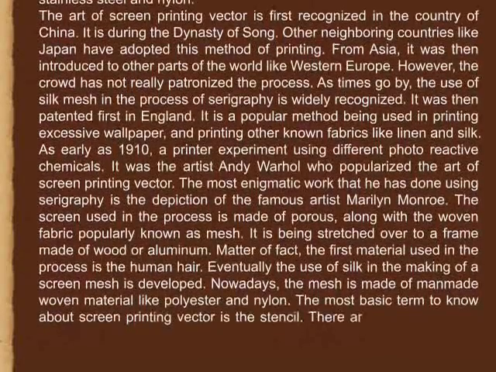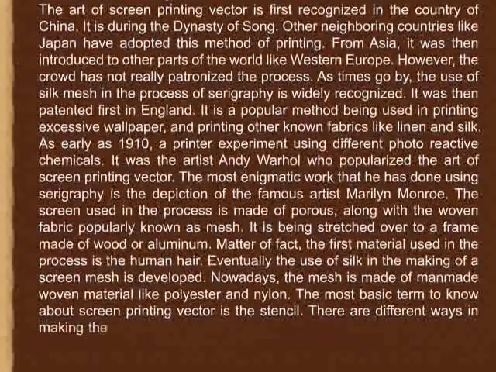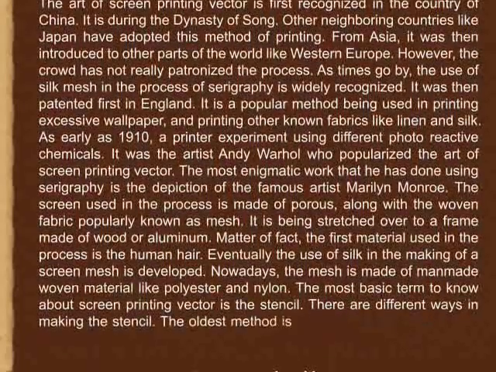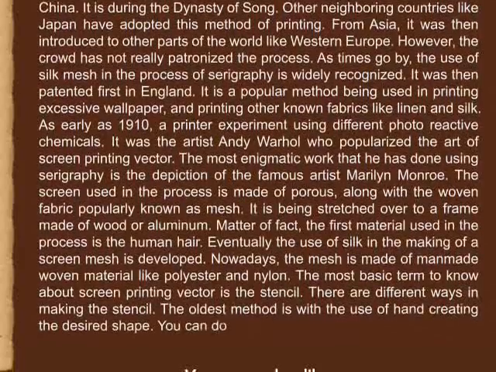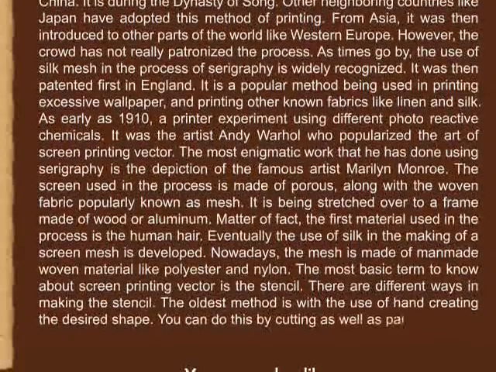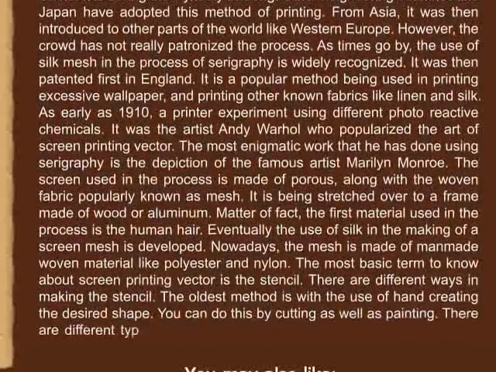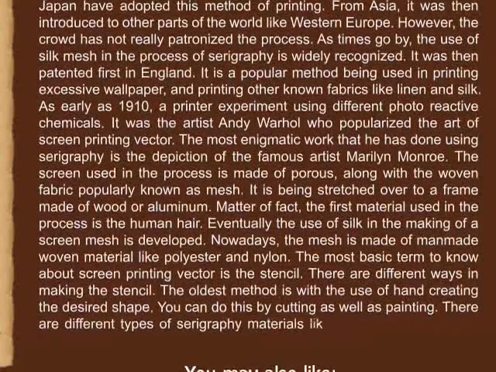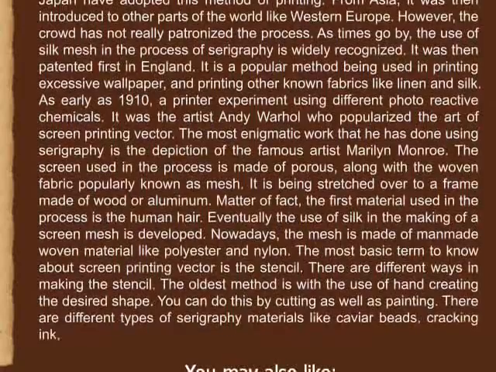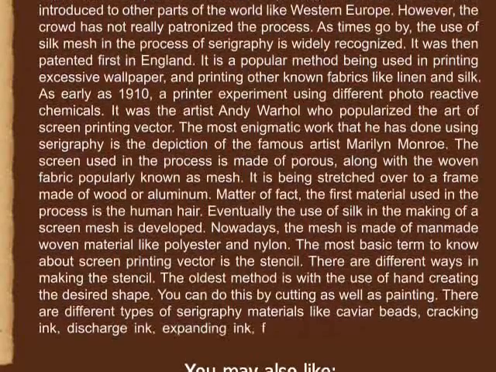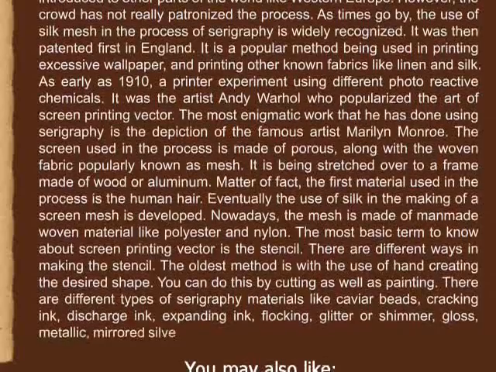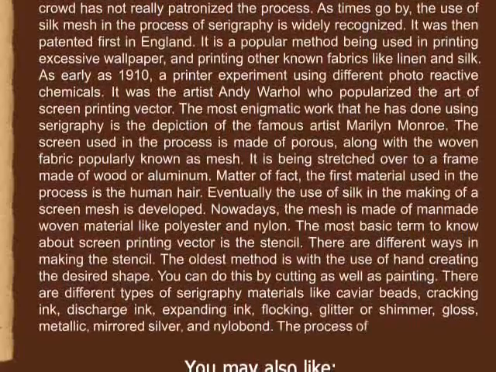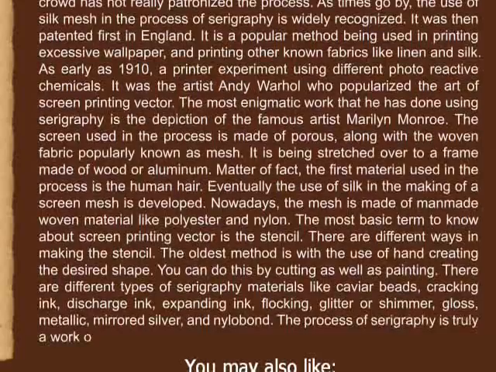The most basic term to know about screen printing vector is the stencil. There are different ways of making the stencil. The oldest method is creating the desired shape by hand. You can do this by cutting as well as painting. There are different types of serigraphy materials like caviar beads, cracking ink, discharge ink, expanding ink, flocking, glitter or shimmer, gloss, metallic, mirrored silver, and nilaband.